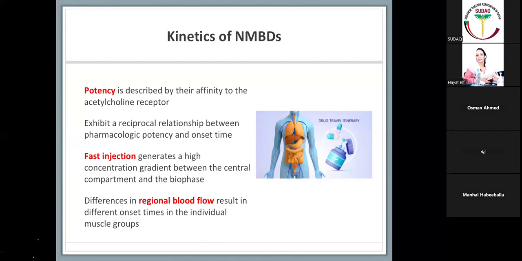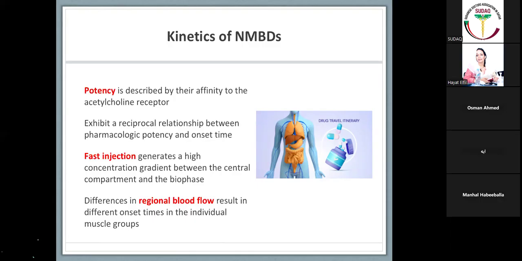The first example is typically applied to rocuronium, as we will see later, because it is a low potency drug and we give it in a high dose. Whenever we give it in a high dose in emergency cases, we reduce the onset time considerably, and we will have faster intubation conditions. If you give a fast injection, this will generate a concentration gradient between the central compartment and the biophase, the effector side, the neuromuscular junction, and then it will shorten the onset time as well.